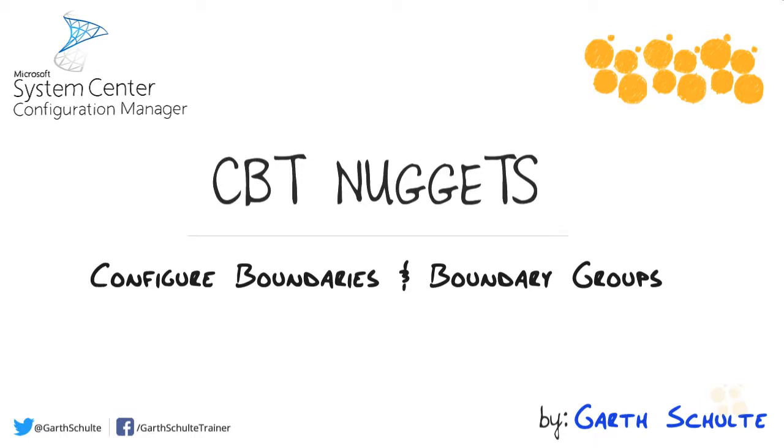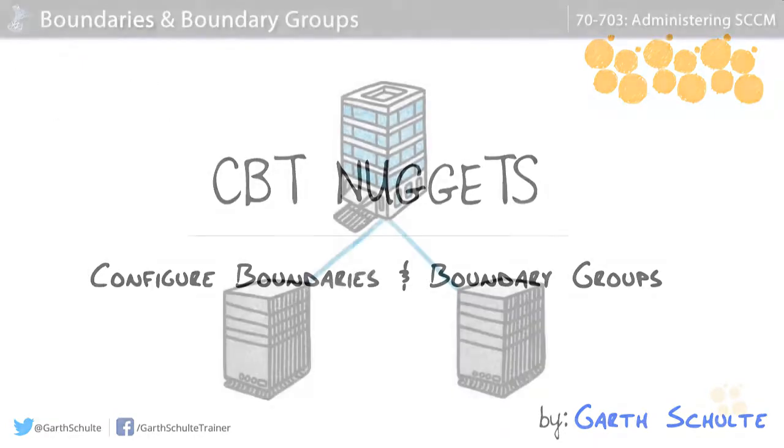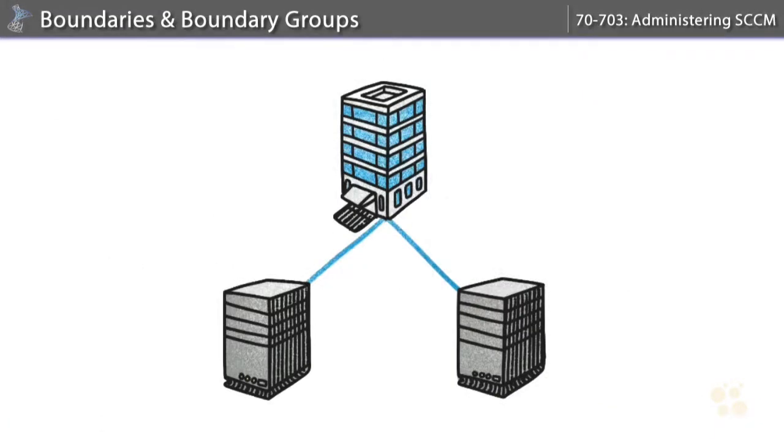Let's head over to the whiteboard and take a quick look at an example, and then we'll jump into the virtual lab and configure boundaries and boundary groups for our environment. Let's say that we have 3 locations with our primary site hosted here at HQ. Maybe we have branch office 1 down here and branch office 2 down here. And these branch offices host their own distribution points. Now we've configured it this way so devices in those branch offices can download content from their local distribution point without needing to traverse the slow network link to HQ.